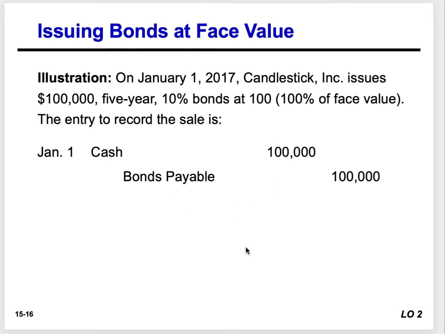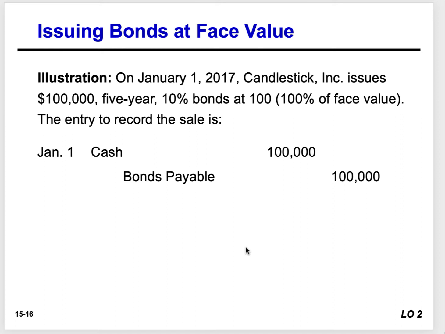So let's look at what we need to do when we're issuing bonds at the face amount. January 1st, 2017, Candlestick Incorporated issues $10,000 5-year 10% bonds at 100. What does that 100 mean? That number that's always going to be there is a percentage of the face value. We're issuing that bond at 100% of its face value. What's the entry? Debit cash, credit bonds payable.